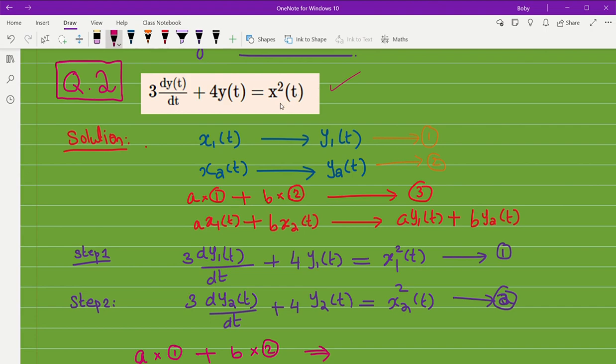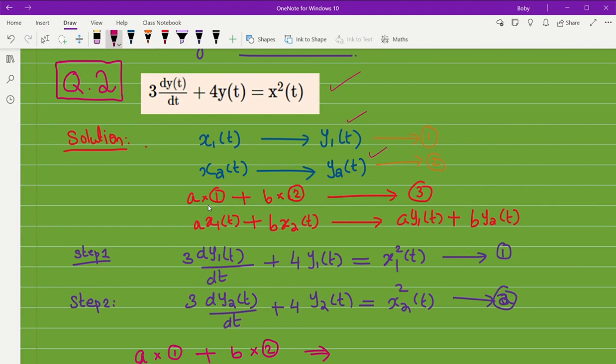But to check linearity, we mainly use 4 steps. The first step is that we give the input as x1(t), so that we are getting the output as y1(t). Second step, we are considering the input as x2(t) and we are obtaining the output as y2(t).